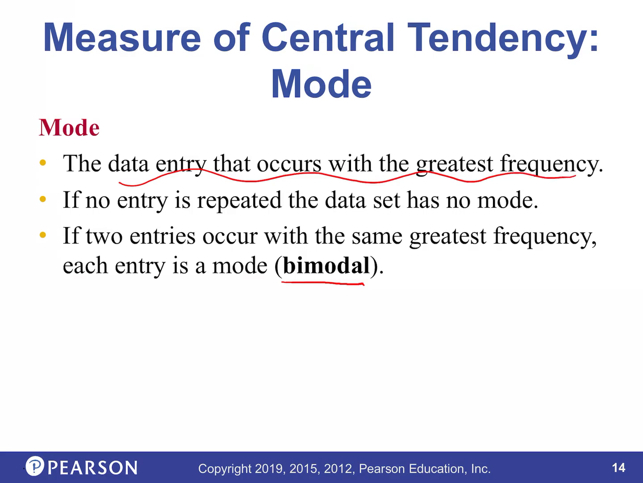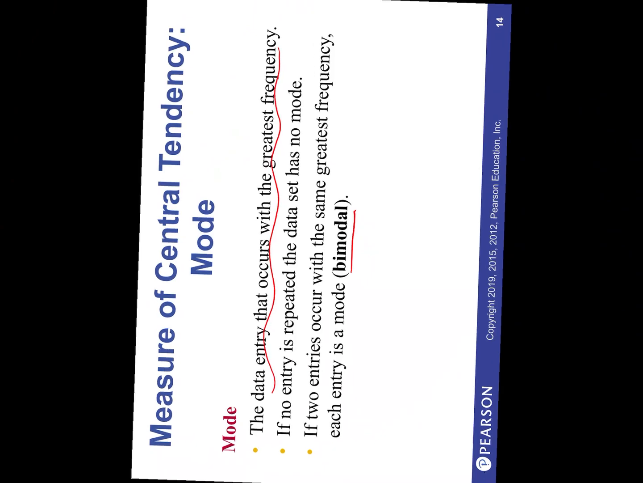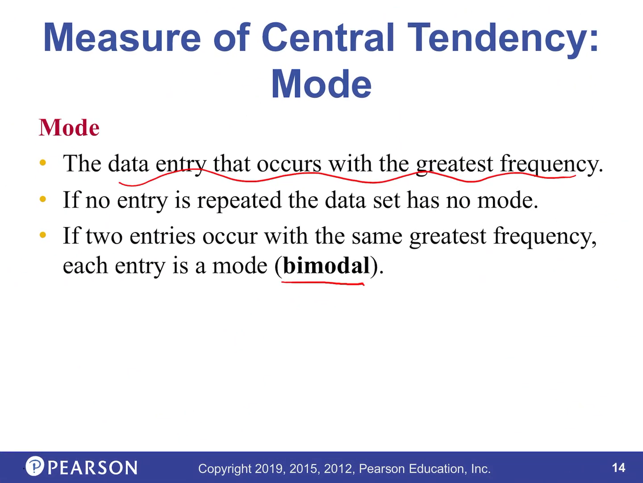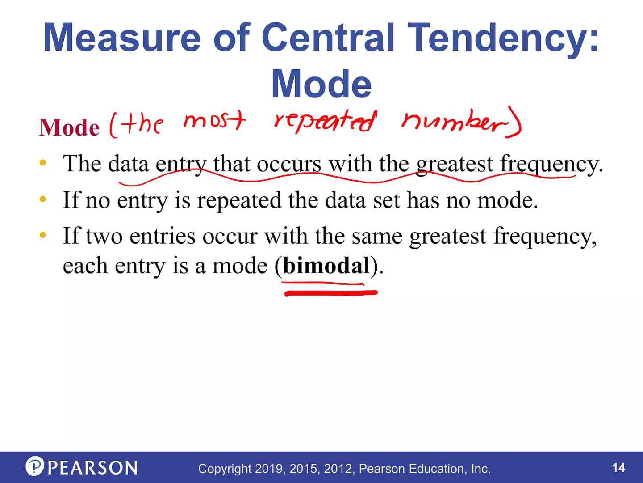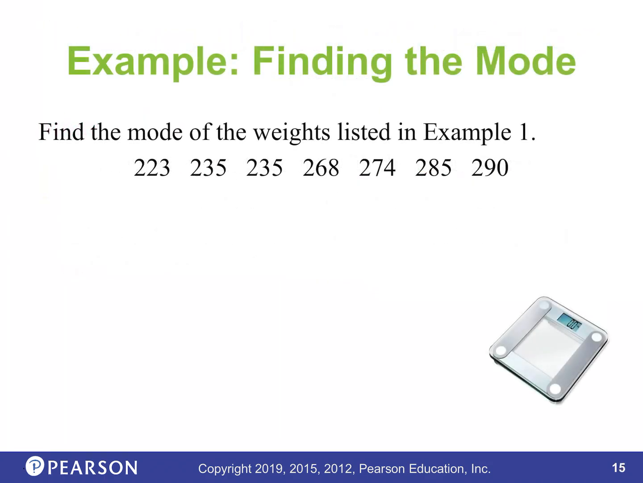So if you see a number that repeats the most, the most repeated number, that is the mode. And we can have a tie for the most repeated number. And if so, again, that would be bimodal. So let's do an example of finding the mode. Find the mode of the weights listed in example 1.